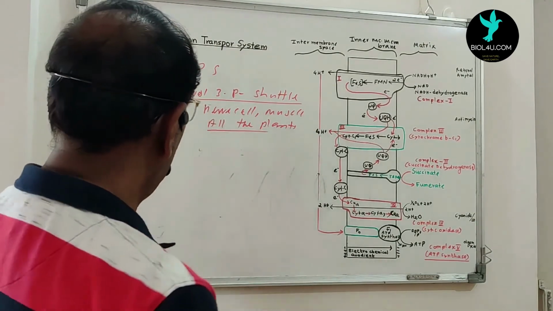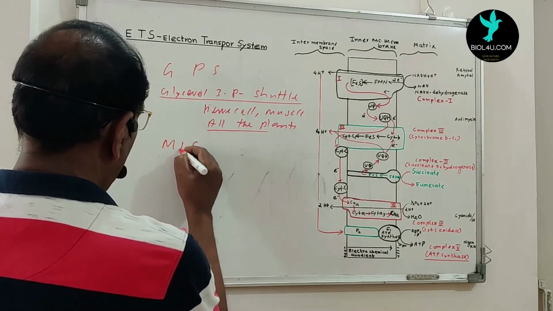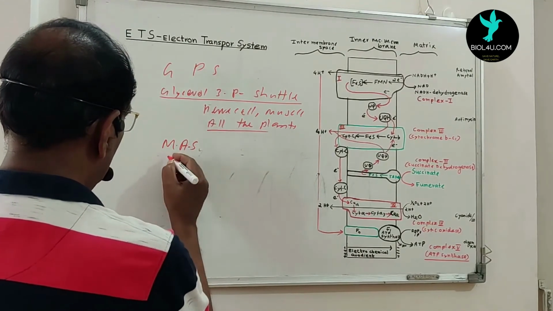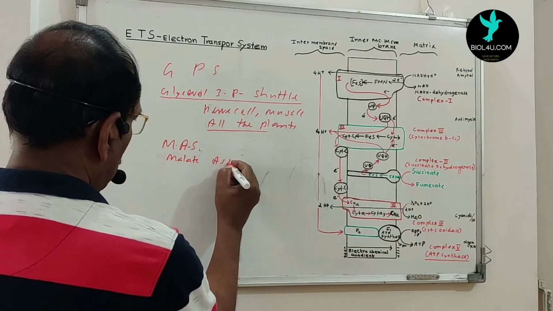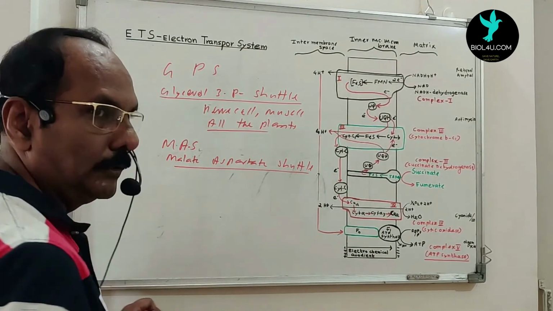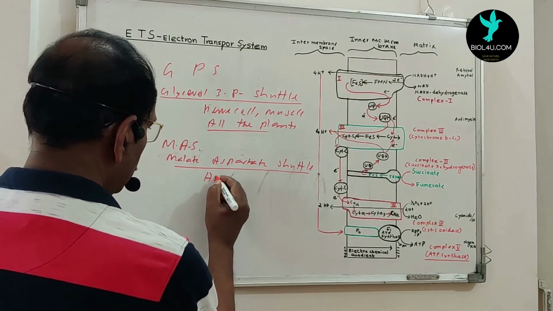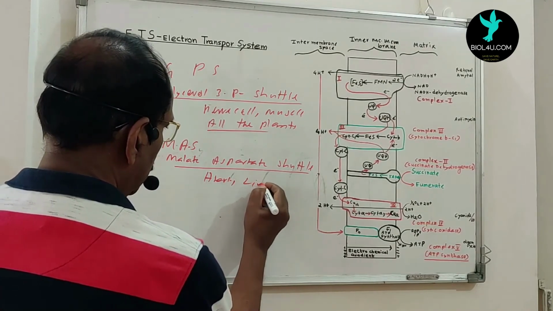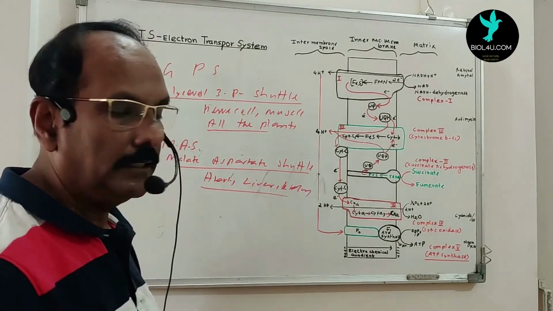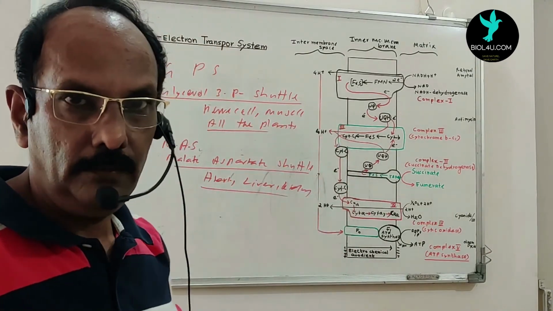And another shuttle is the malate aspartate shuttle. The malate aspartate shuttle is used to transfer the NADH from the cytoplasm to the mitochondria in the case of the heart muscle, the liver, and the kidney. So in the kidney, liver and heart, the malate aspartate shuttle operates to transfer the NADH. So that is the electron transport system in brief.